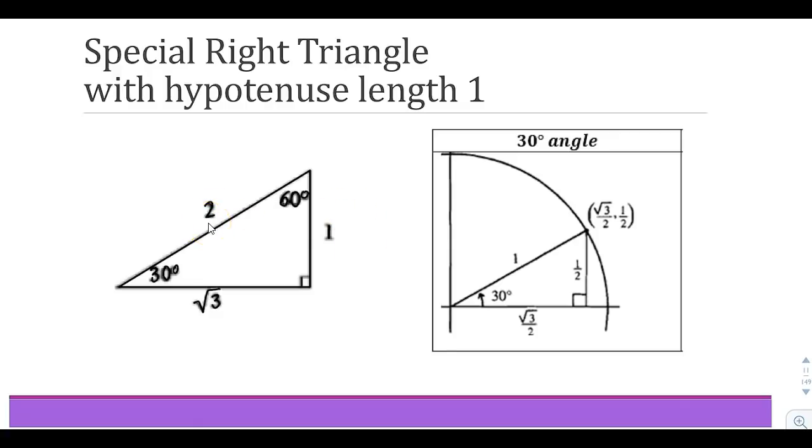An ideal situation would be to have a hypotenuse length of 1. So we're just simply going to take every side length and divide by 2. If we do that, then my hypotenuse has a length of 1, my side that's opposite 30 degrees is 1/2, and my side that's opposite 60 degrees is radical 3 over 2. So now I have this hypotenuse length of 1, which corresponds to having a radius of 1.